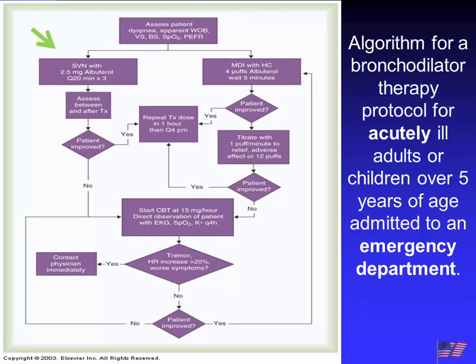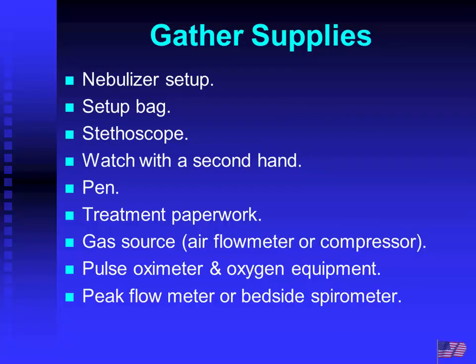Egan does have an algorithm for bronchodilator therapy. This is for children over 5, because we do have some things that under 5 wouldn't be able to accomplish. But you can see where the green arrow is the SVN, 2.5 milligrams every 20 minutes times 3, and then can gradually go from there as far as the degree to which they improve.